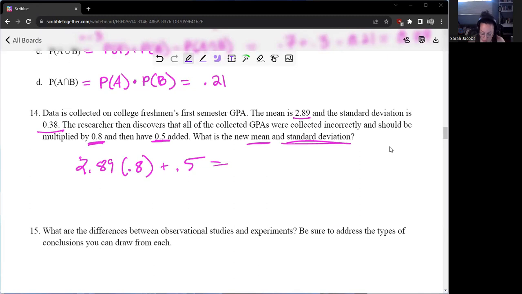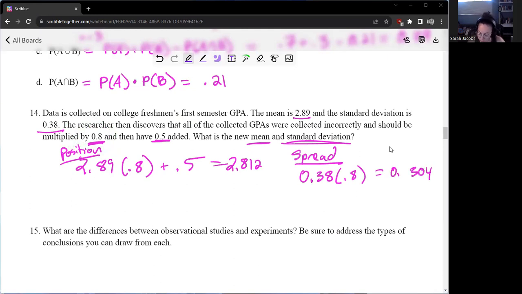Any measure of spread, I'm going to label this position, and then spread, you're just going to do any multiplication or division. So we're going to take the 0.38 and multiply that by 0.8. So the new mean should be 2.89 times 0.8 plus 0.5. New mean is 2.812. Why not? And the new standard deviation is 0.304.